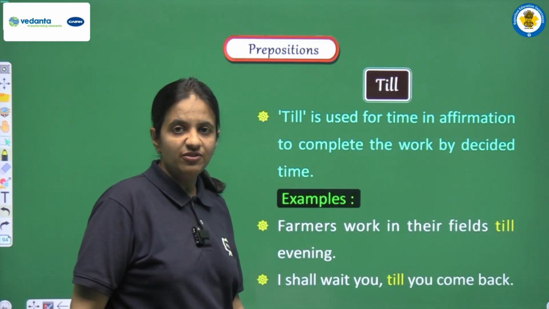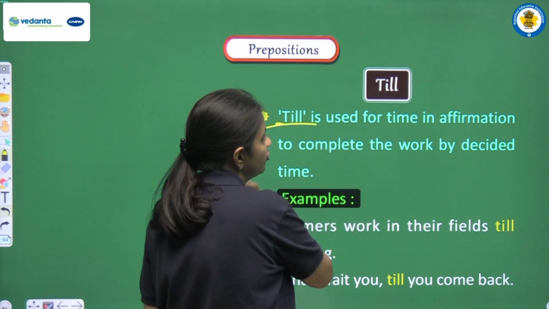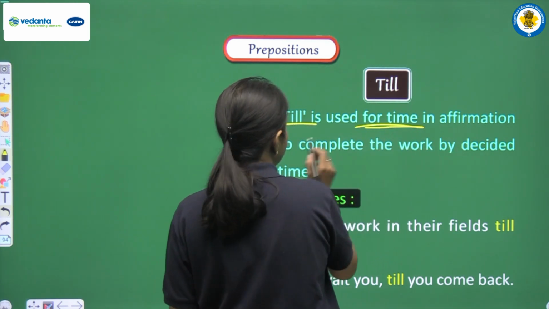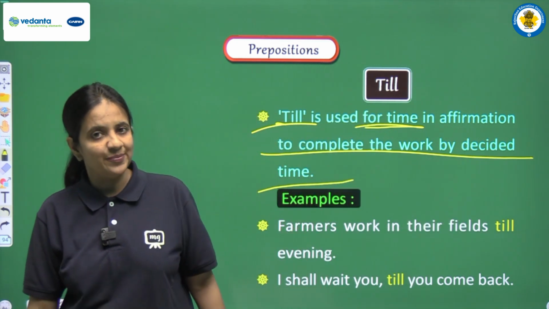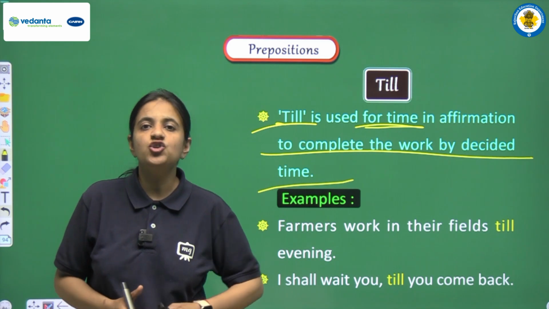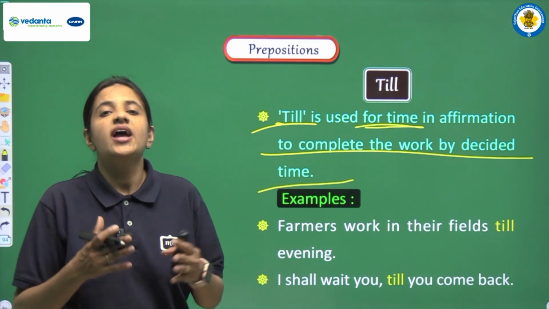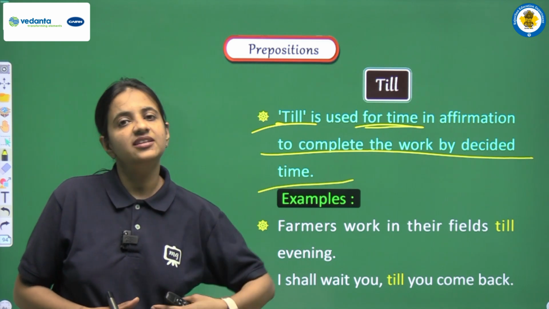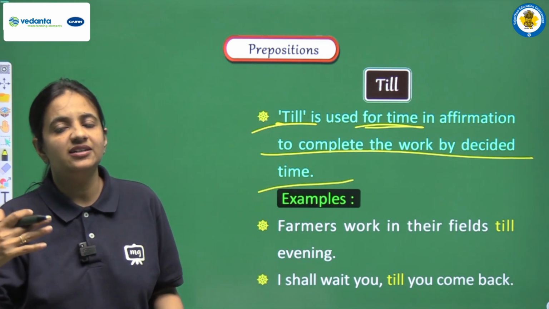Next preposition we are having here is "till". So let's see, till. It is used for time. How? In affirmation to complete the work by decided time. So what does it mean? It means that if we are having till in a sentence, then we are trying to show the time, and we are having one work, one task also, and we are saying that this task, this work, will be positively completed by the given time.